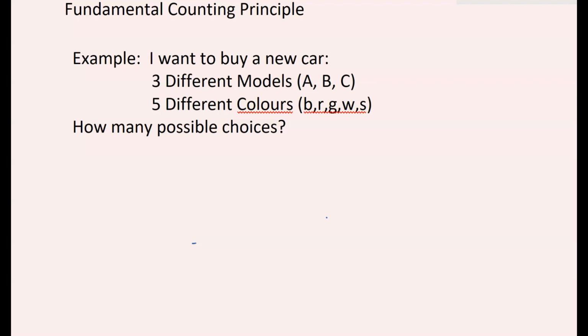Right, let's look at the fundamental counting principle, and we're going to do that through an example. Suppose I want to buy a new car from a dealership. I go to the dealership and they give me 3 different models for that specific car: Model A, Model B, Model C. Each of these comes in 5 different colors: black, red, green, white, and silver. We want to know how many possible choices we have.